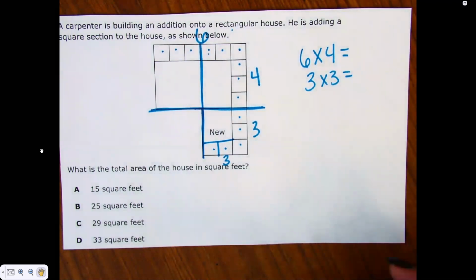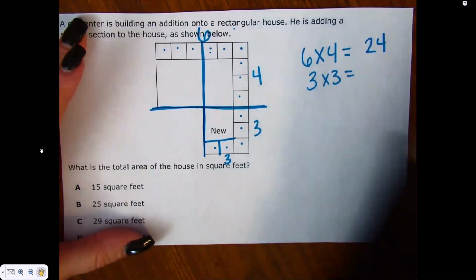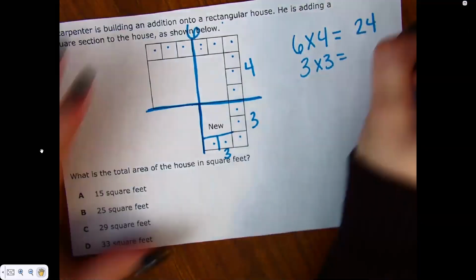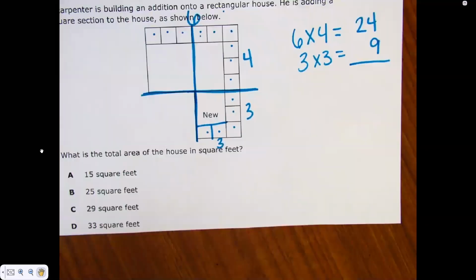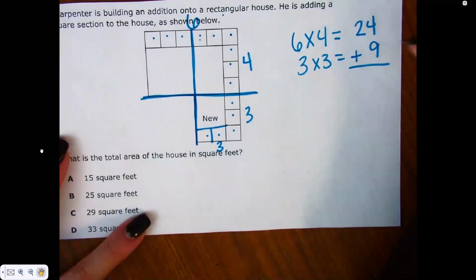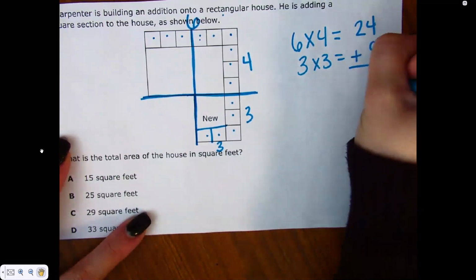Okay, what is 6 times 4? This one should be easy. Sarah, what's 6 times 4? 24. And what's 3 times 3? Grace, what's 3 times 3? 9. Okay, then what do I need to do to 24 and 9? Add them together. So 24 plus 9 is what? 33.